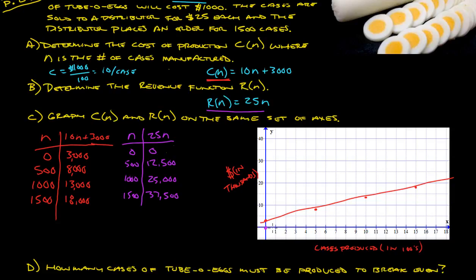And let's see, we're at 0, 0. And then at 500, we are at 12,500, so we are up here. At 1,000, we are up at 25,000. And at 1,500, we're up at 37,500. It's not right there. So again, this should make a nice straight line, which that is not. But again, you get the idea. It looks like it's supposed to cross right about in there. So here's our intersection point of those two.